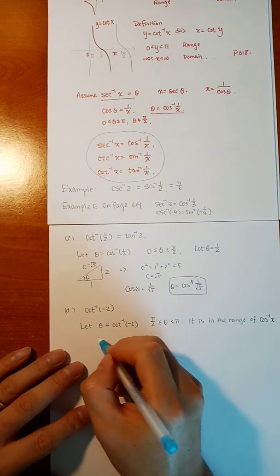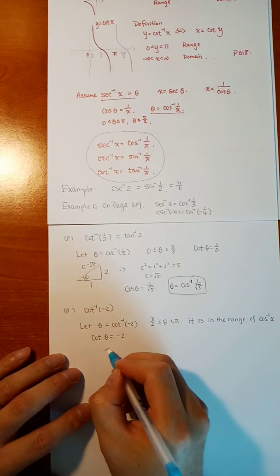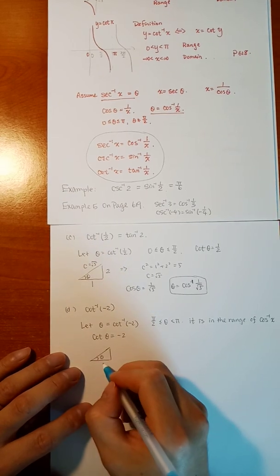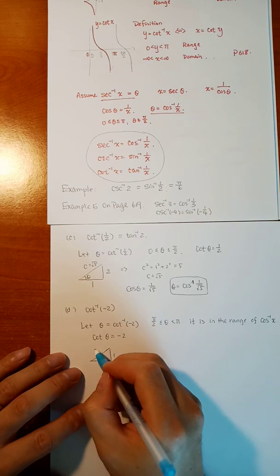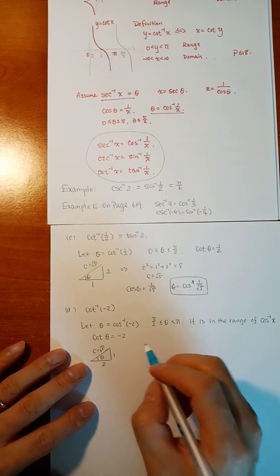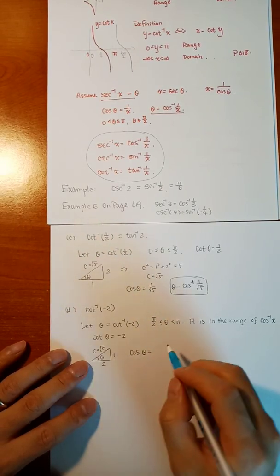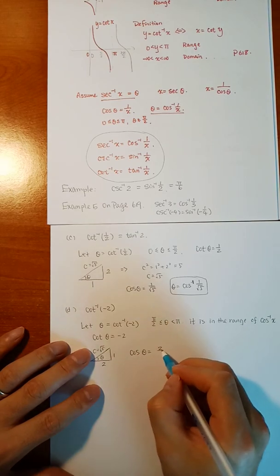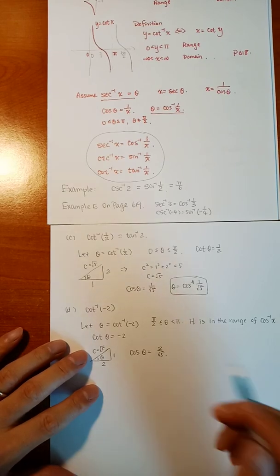Okay, so cotangent theta is -2. So we write a reference angle, we put 2 and 1. Cotangent is adjacent over hypotenuse. So by the same process, you will get hypotenuse equal to square root of 5. Then the cosine theta is what? It is 2 over square root of 5. Cosine theta is 2 over square root of 5.